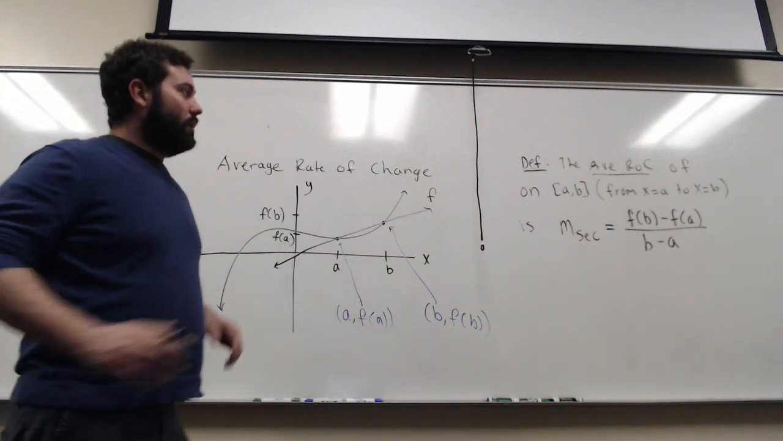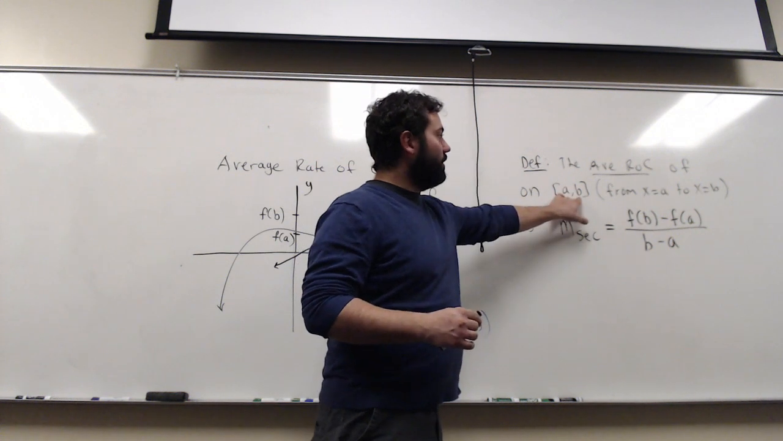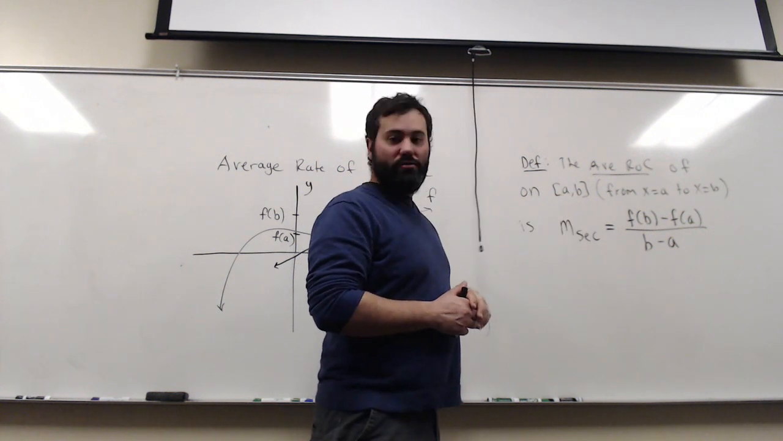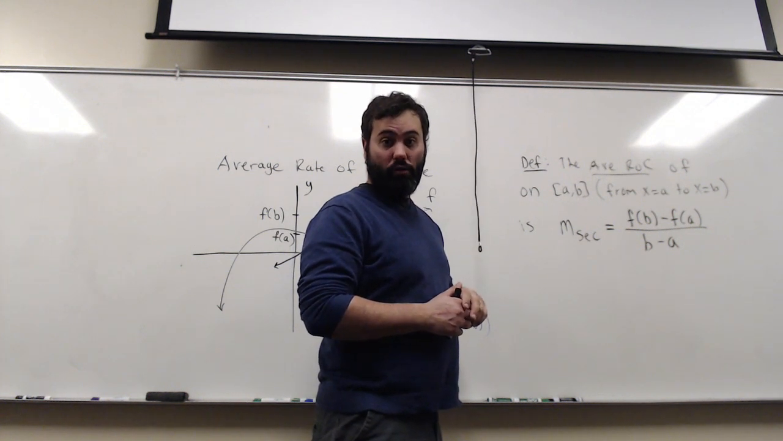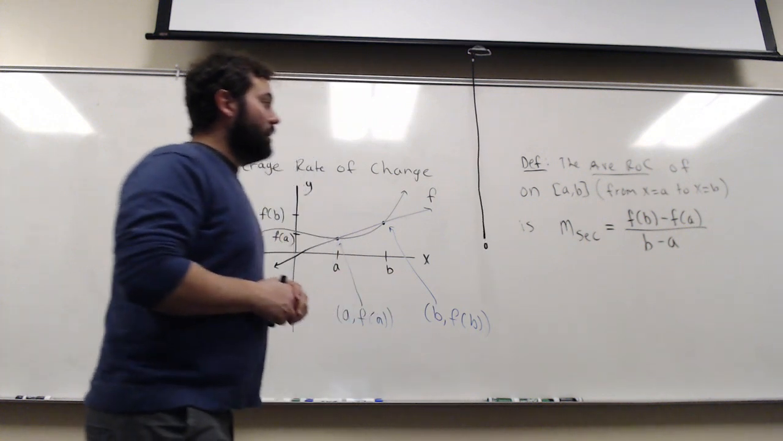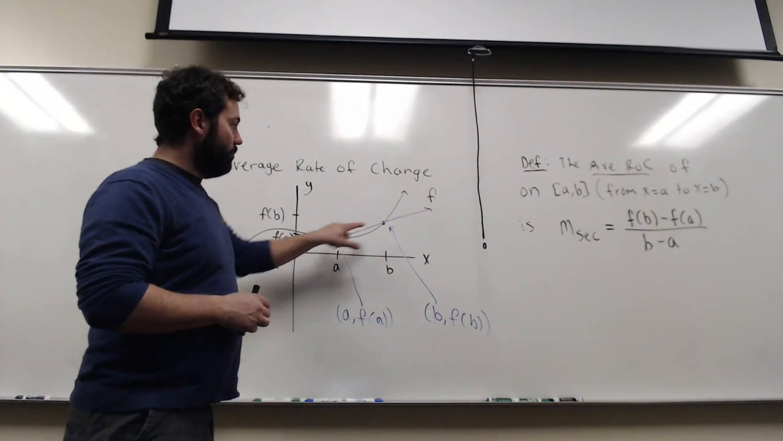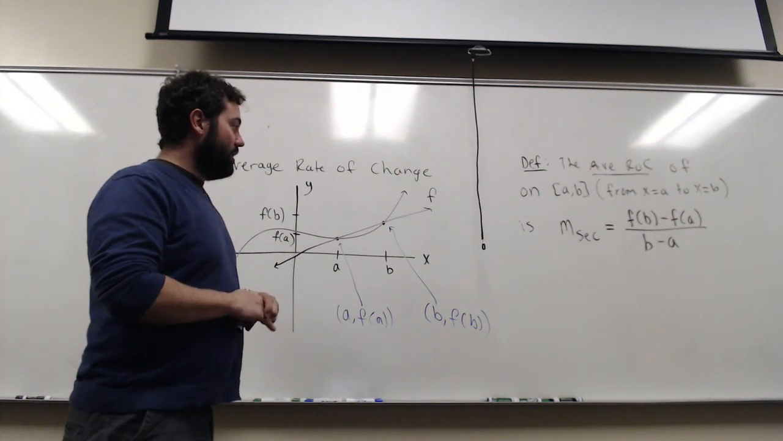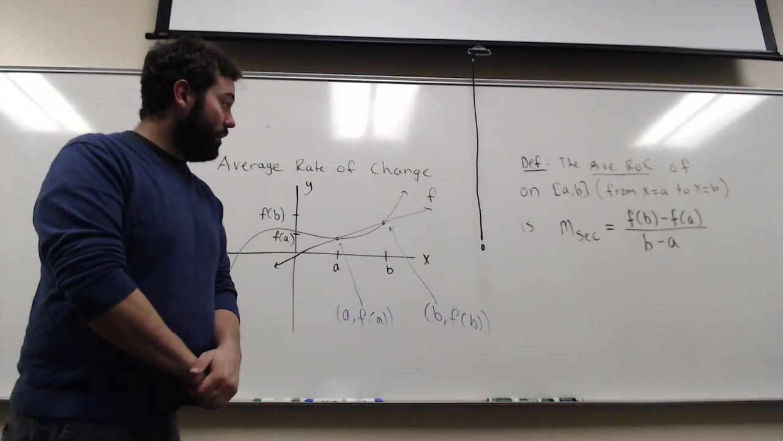Keep in mind that when you're doing average rate of change, it's over an interval on the x-axis. In this case, I've just chosen a and b to represent those x values, or x coordinates. Again, that's going to correspond to two points on the graph at a and b, and the average rate of change would be the slope of the secant line through those two points.